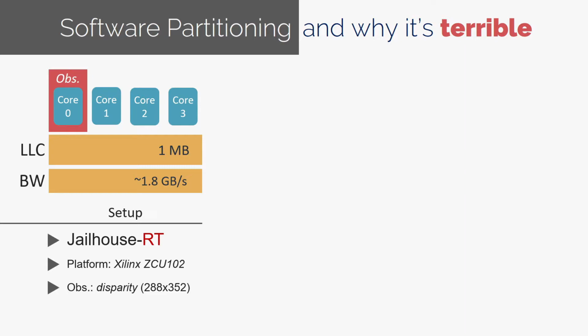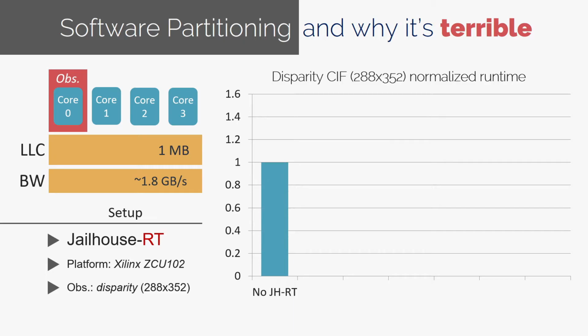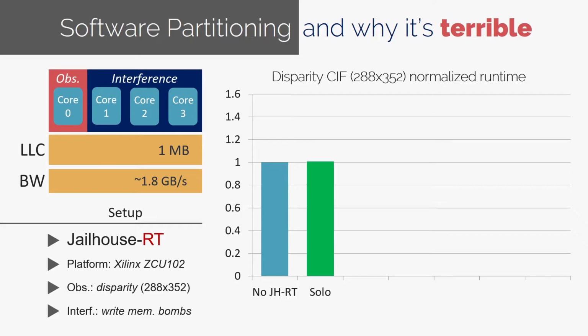Initially, we run it alone on our platform without even Jailhouse, right? And we understand what is the baseline in terms of performance of this application. And then we activate Jailhouse without anything else in the system just to evaluate the overhead introduced by Jailhouse, which, as you can see, is quite negligible. But then we activate interfering workload on the other cores. In this case, the workload is synthetic and generates a lot of memory writes, so a lot of write bandwidth. In this case, we see a deterioration of performance of about 40%. So it's a 40% slowdown.